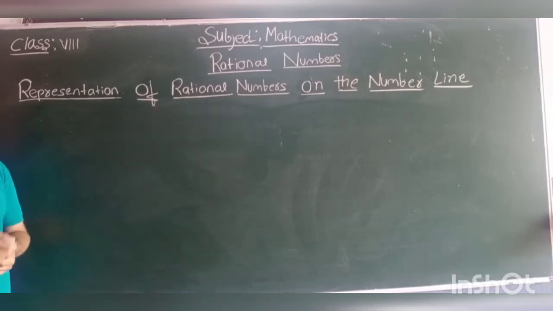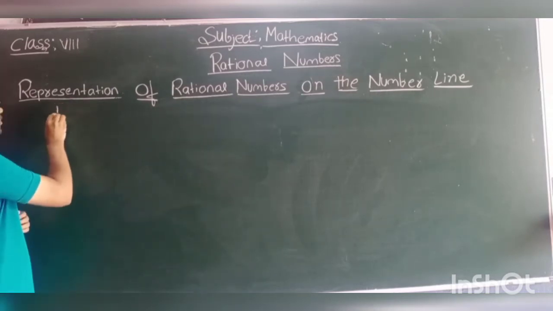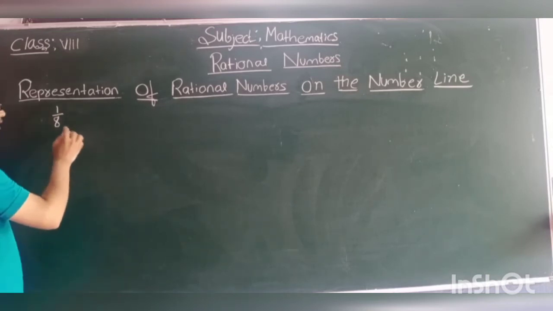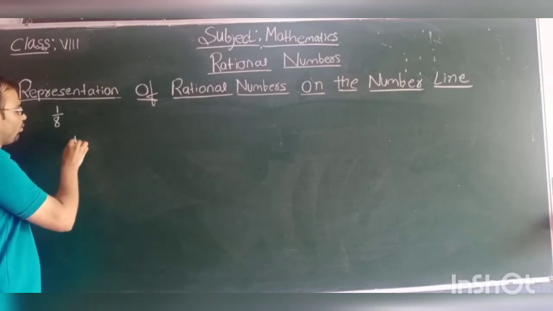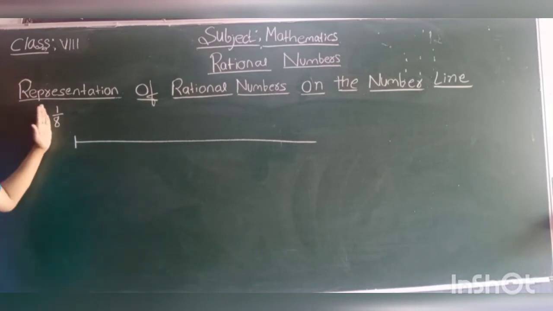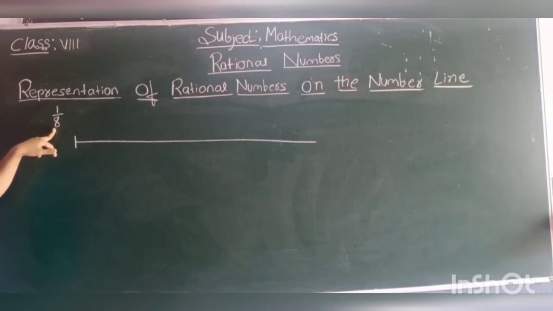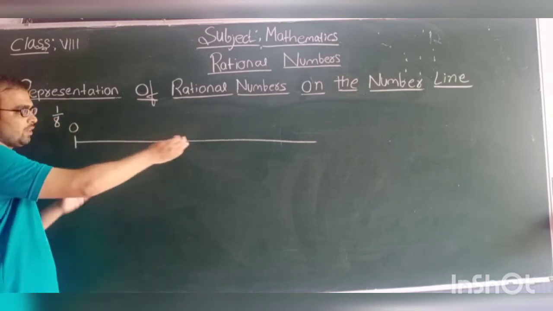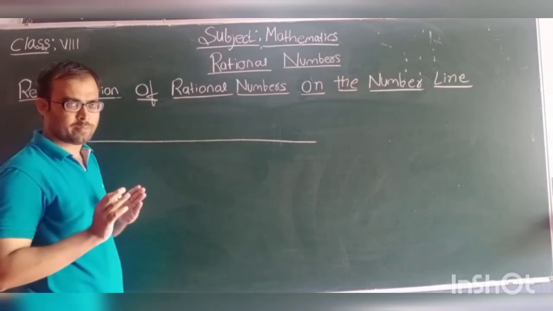If they ask you to represent 1 by 8 on number line, then how will you represent? In this case, what you need to do? Look at the number here. What is at the denominator? 8. The number which is at the denominator is 8. So in this case, you need to divide 1 unit of a number line into 8 equal parts.